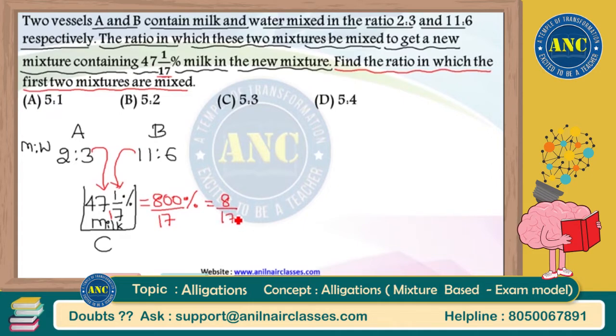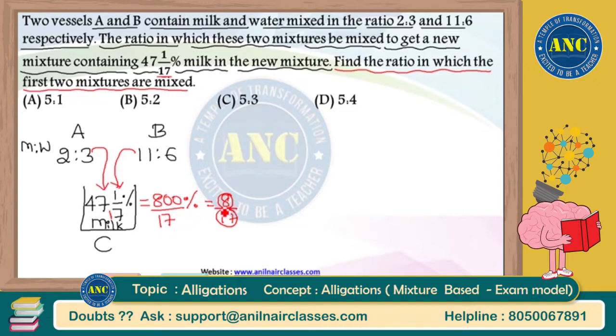Sir, what is the meaning of 8/17? 8/17 means 8 liters of milk is present out of total 17 liters of solution. Please do not consider 8/17 as 8 liters of milk and 17 liters of water. That is an incorrect thing. People will make this mistake. That is the reason I am telling you right now itself.